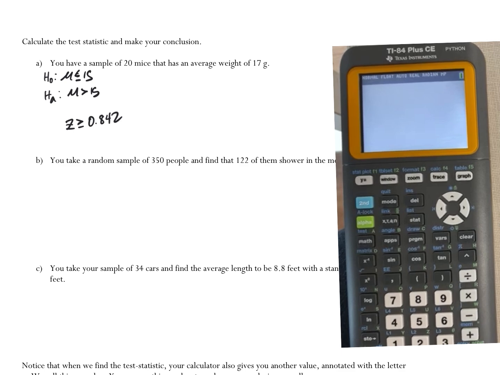Things that are important. This is n equals 20, and this 17 is not a mu. It's the mean of a sample. Does this sample suggest that the actual mean is greater than 15? Yes. Remember, what's enough to convince us to guess that greater than 15 is actually correct?